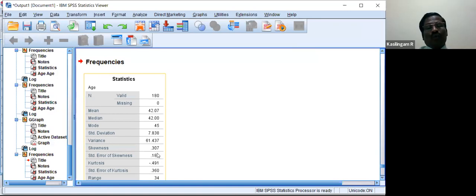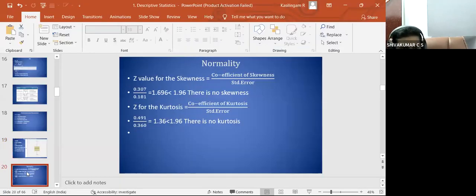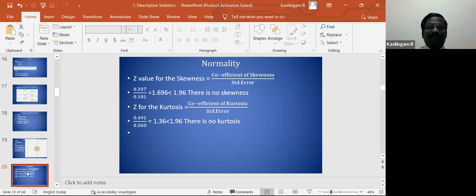Then only we can find out whether there is skewness or not. So the skewness is 0.307, and the standard error is 0.181. The skewness divided by standard error gives a calculated value. The formula is: z value of skewness equals coefficient of skewness divided by standard error. Here 0.307 divided by 0.181 equals 1.696, which is less than 1.96, which means there is no skewness.